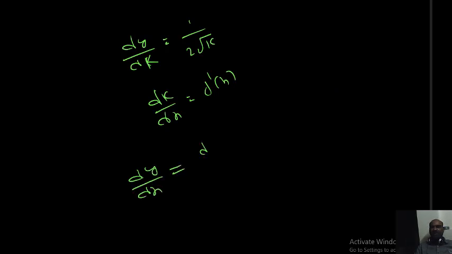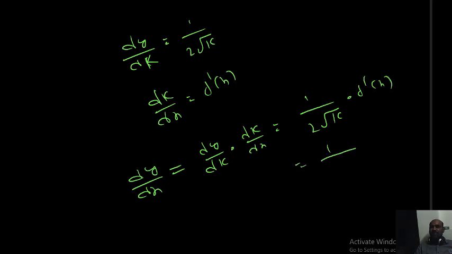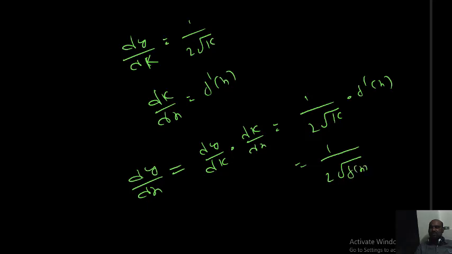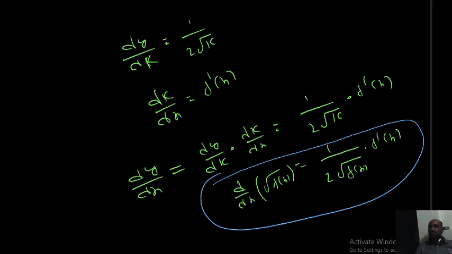dy by dx equal to dy by dk into dk by dx, by using the chain rule. 1 by 2 root k into f dash of x. Since I took k as f of x, that is 1 by 2 root f of x into f dash of x. This is the result, just what I explained. The derivative of root over f of x can be remembered as 1 by 2 into root of f of x into f dash of x. Okay, just how we proved, no?